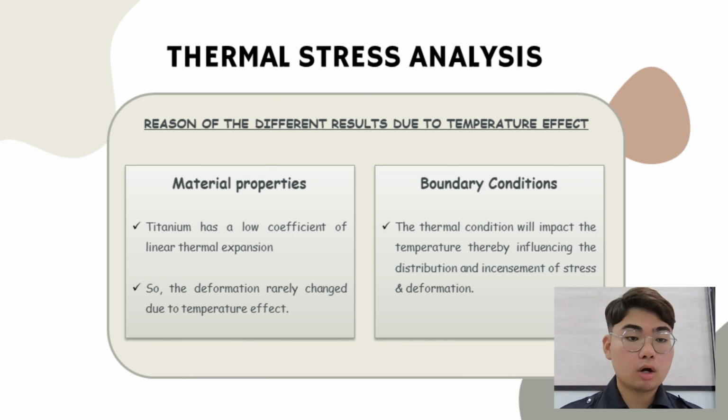The first reason for the different results due to the temperature effect is material properties. The titanium that we use has a low coefficient of linear thermal expansion, so the deformation does not change much due to the temperature effect. And the second reason is boundary conditions. The thermal conditions will impact the temperature, thereby influencing the distributions and assessments of stress and deformation.